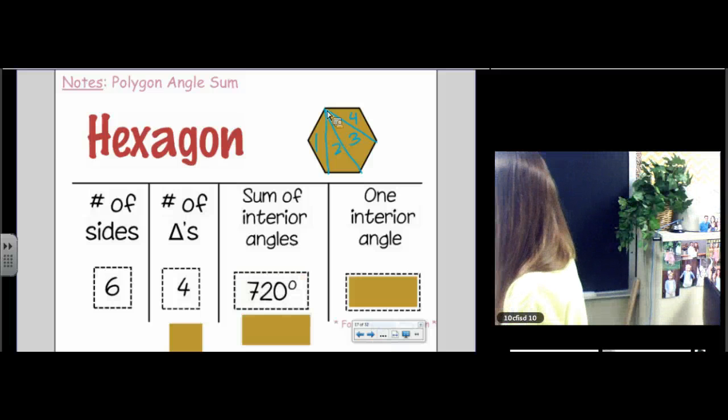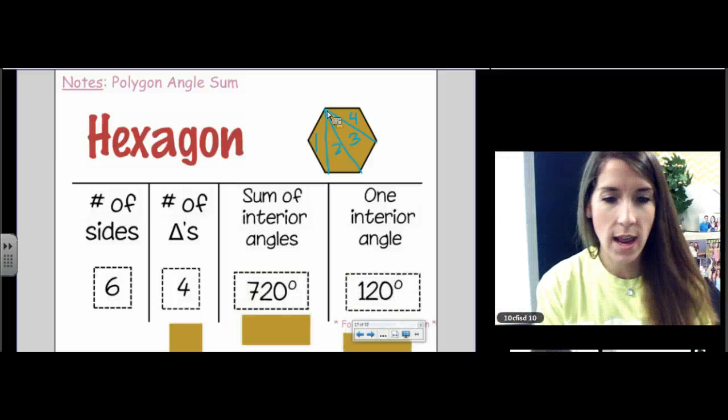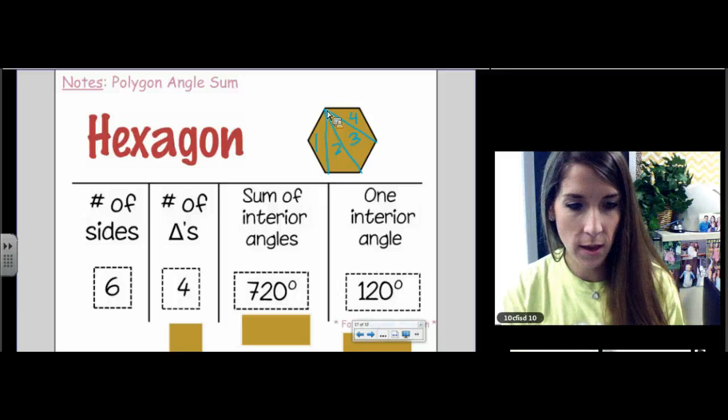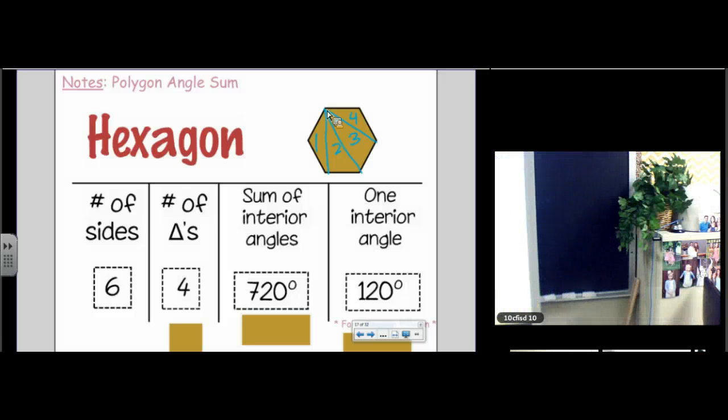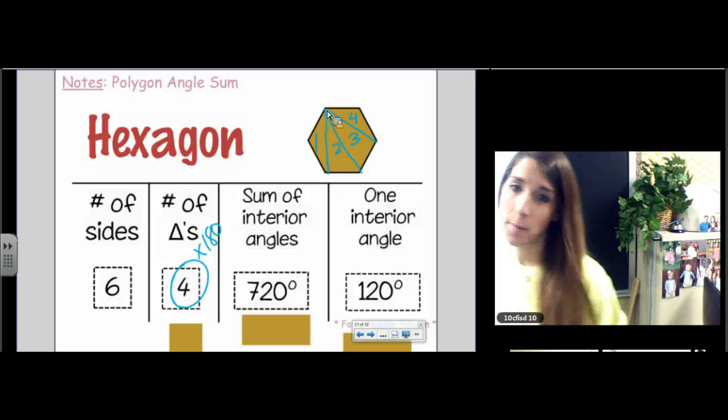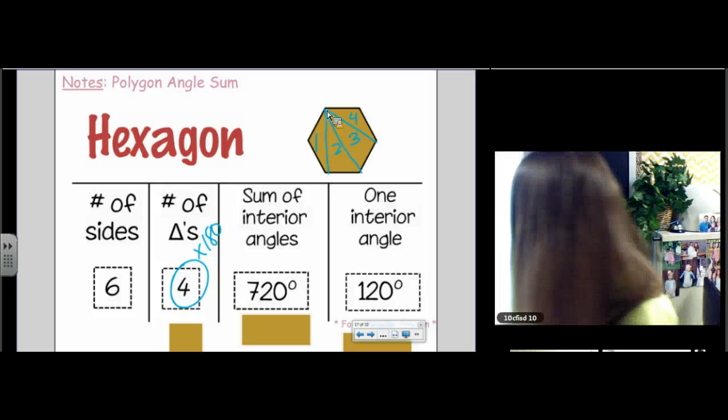Sum of the interior angles is 720, and one angle would be 120. I'm going to keep going. So you're always taking this number right here, and you're multiplying it times 180 to find out how many degrees are in the polygon.